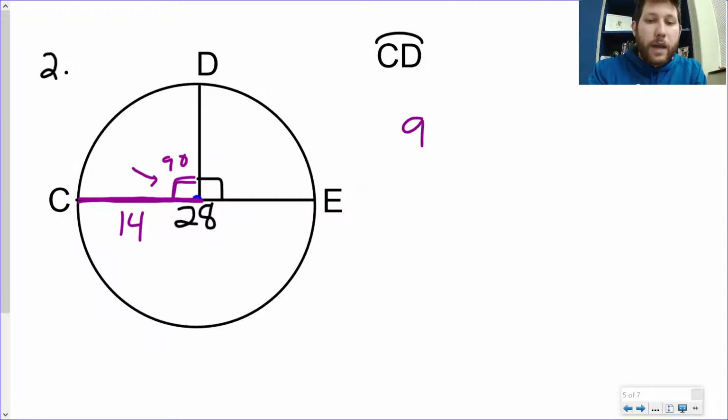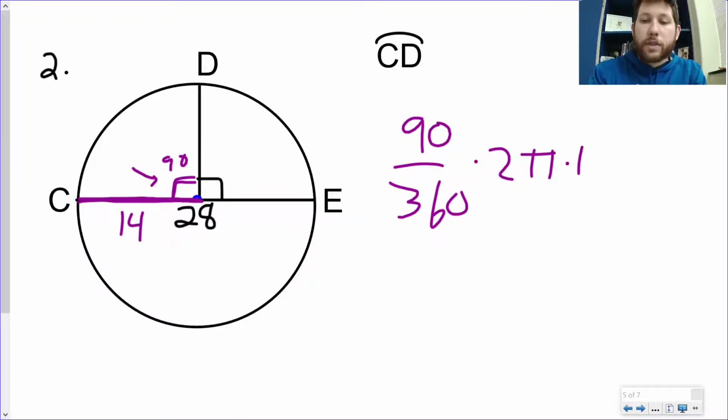So if my diameter is 28, my radius would be 14, right? So this would be 90 over 360 times 2 times pi times 14. All right? And let's answer this in terms of pi, 90 over 360 times 2 times 14. So this would be equal to 7 pi.